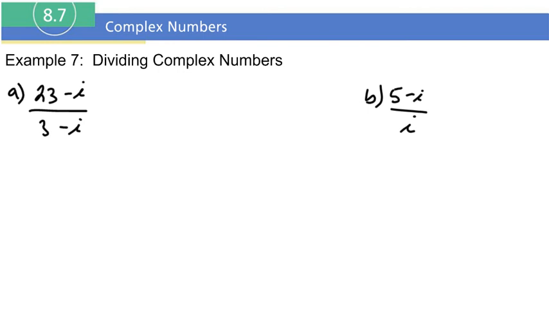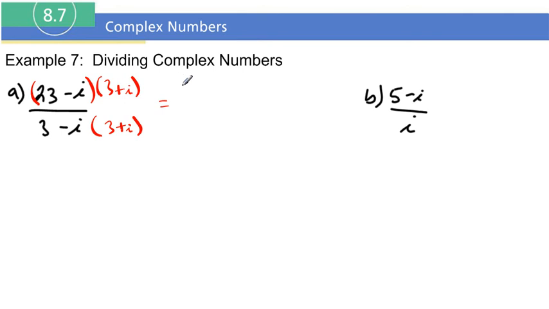So check this guy out right here. If I have a 3 minus i, my goal is to divide 23 minus i by 3 minus i. Well, what I want to do is actually multiply by its conjugate, because we don't want to have a complex number in the denominator. We want to multiply this by 3 plus i, and then 3 plus i. Okay, so let's first do the numerator.